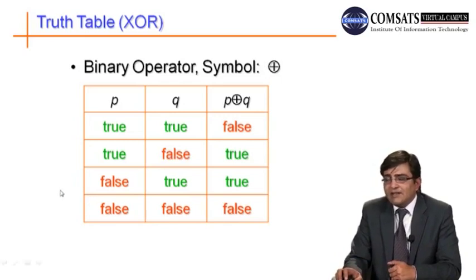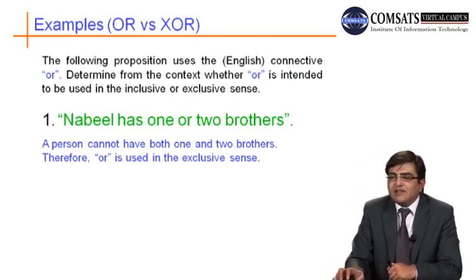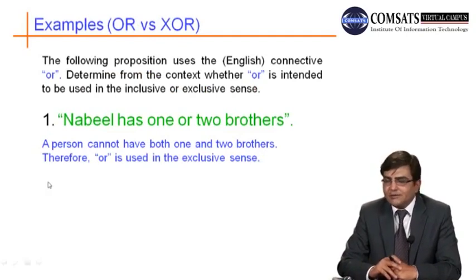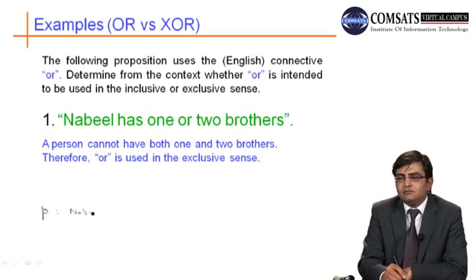So now we take another example of the exclusive OR. For example, we have this statement, Nabil has one or two brothers. If we write this statement in the logic form, we suppose here we have two propositions. For example, the first proposition is P, which is defined as Nabil has one brother. And second, we define Q as Nabil has two brothers.